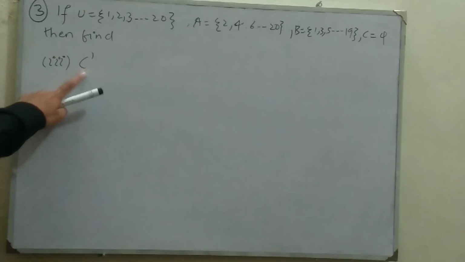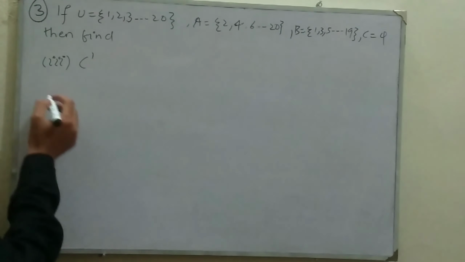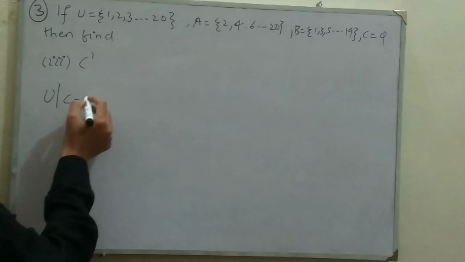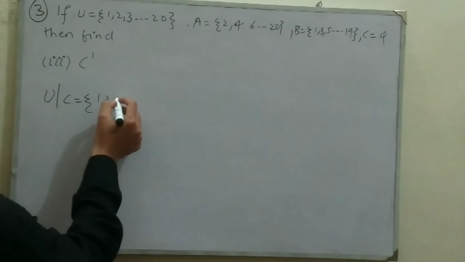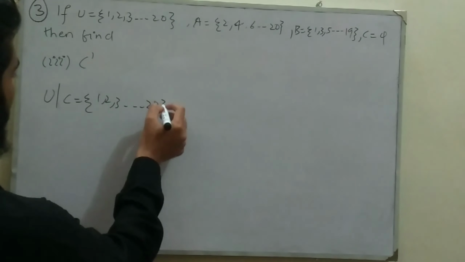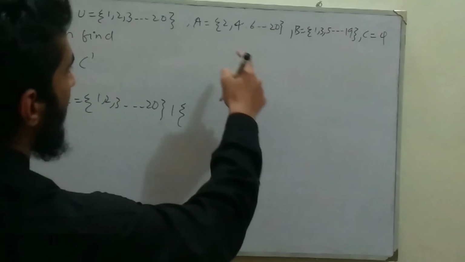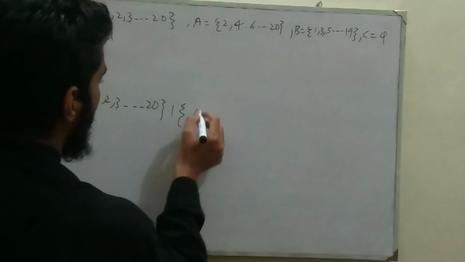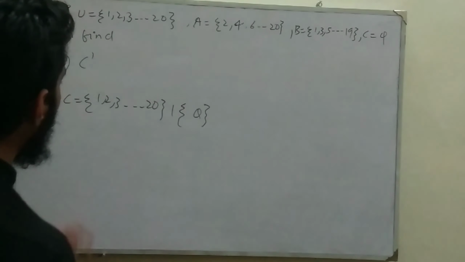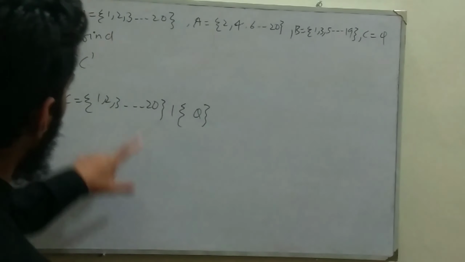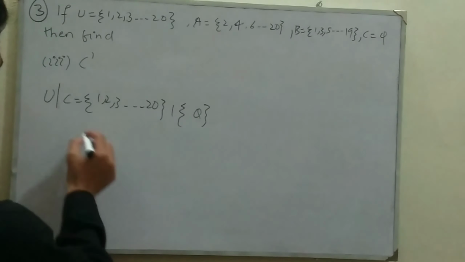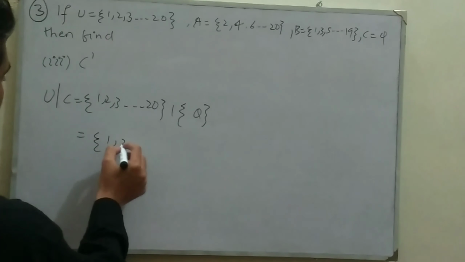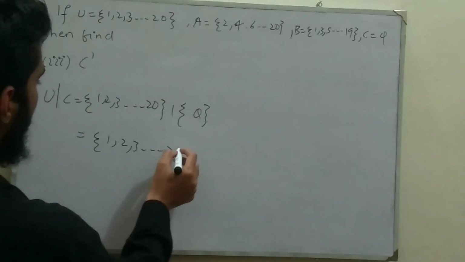Move to the third part. It asks to find C complement. C complement can be written as U minus C. So U is 1, 2, 3 up to 20, minus C, and C is the empty set. So those elements which are included in the first set and not in the second are all of the elements. So 1, 2, 3 to 20 is our answer.